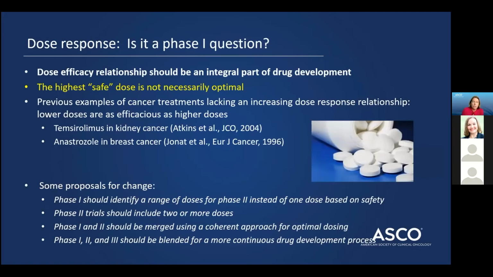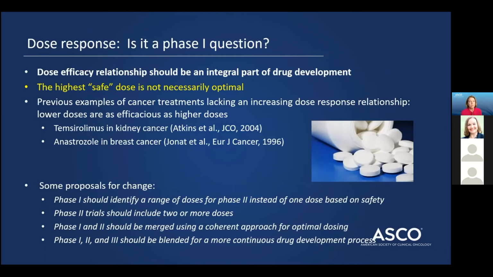So, should dose response be added more as a phase 1 question? Dose efficacy should be an integral part of drug development. It's not true that the highest safe dose is necessarily optimal. In those previous examples, you saw that with nivolumab and pembrolizumab, there was really a lack of an increasing dose response relationship, and those are not the only 2 examples. Temsirolimus in kidney cancer predates this considerably, as does anastrozole in breast cancer, from an example here shown in 1996.